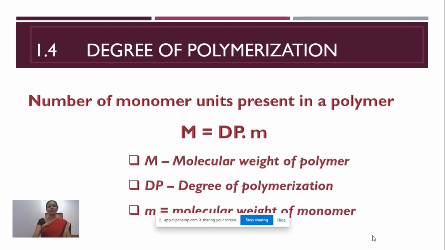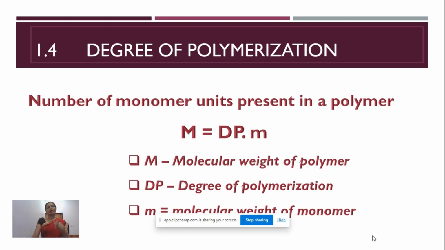So capital M is the molecular weight of polymer. dP is degree of polymerization. This dP is not our WhatsApp dP. This term is used in polymer chemistry, that is, degree of polymerization. Next one, small m, molecular weight of monomer.